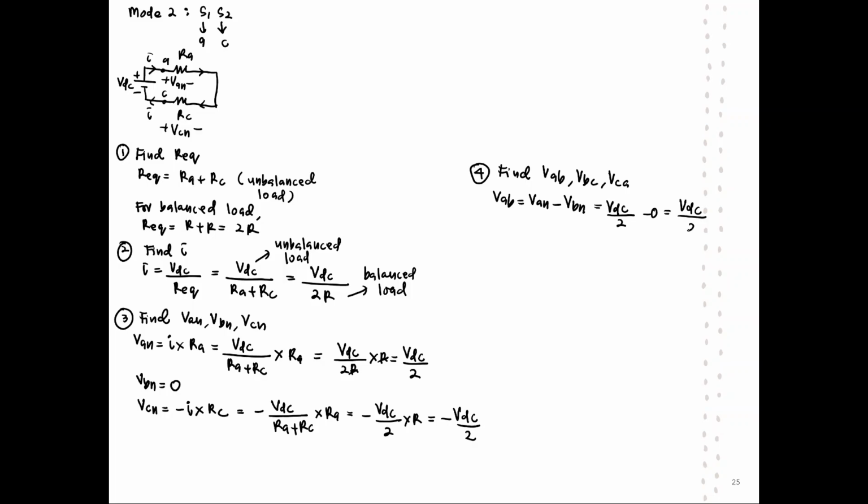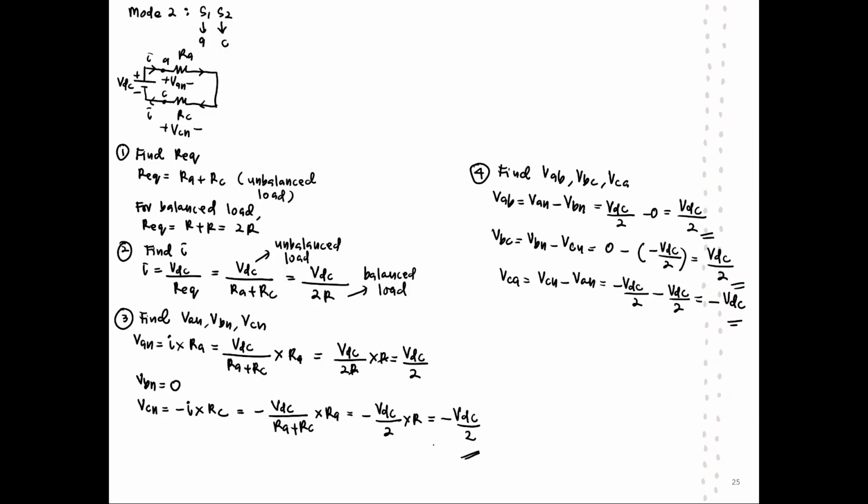Okay, your VAB will be equal to VDC over 2. Your VBC is VBN minus VCN. Your VBN is 0 minus negative VDC over 2, which becomes positive. Okay, and then your VCA is VCN minus VAN, negative VDC over 2 minus VDC over 2. Then you will get negative VDC. So these are the values. If you come across a question that gives you the values for your R and your DC link voltage, you can always substitute and find the actual value.